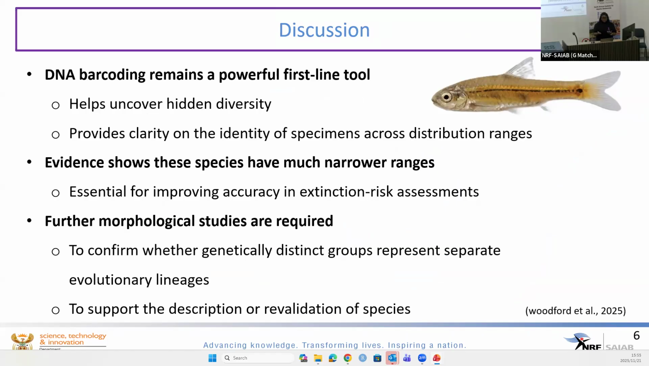This study shows that DNA barcoding remains a powerful first-line tool. It helps uncover hidden diversity and provides clarity on identifying specimens across distribution ranges. The study is evidence that these species have much narrower distribution ranges than they were said to have, and this is essential to improve the accuracy of extinction risk assessments. Further morphological studies are needed to confirm whether the genetically distinct groups represent separate evolutionary lineages, and to support the description or revalidation of new species.